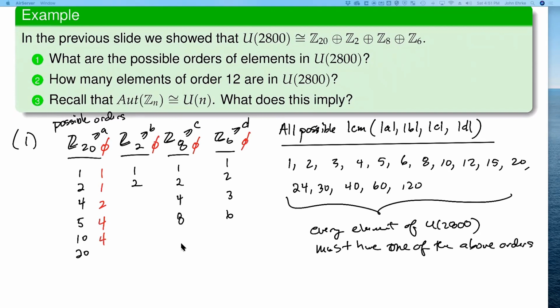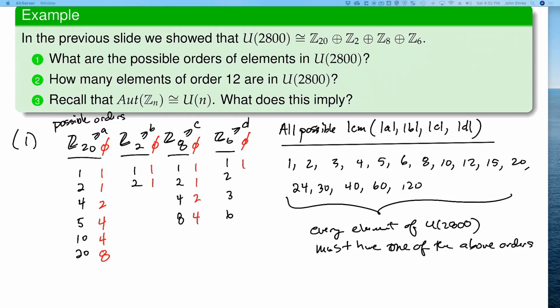And then phi of 20 would be, let me just quickly, so it would be 1, 3, 7, 9, 11, 13, 17, and 19. So it would be 8. And then phi of 1 would be 1, phi of 2 would be 1, phi of 4 would be 2, phi of 8, so 8 would be 1, 3, 5, 7, so that's 4.